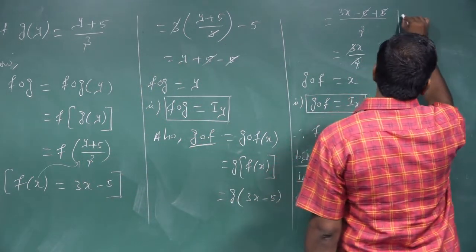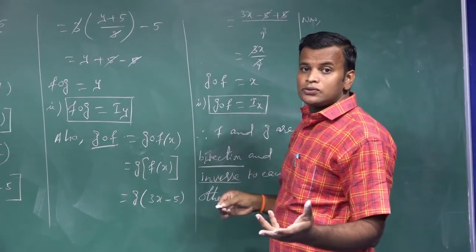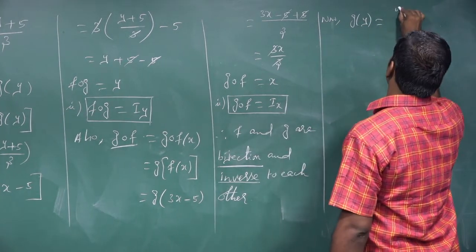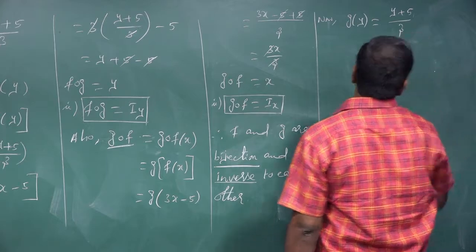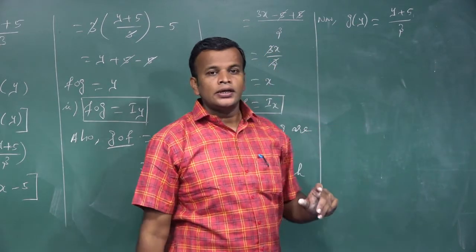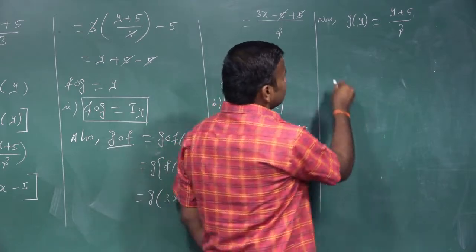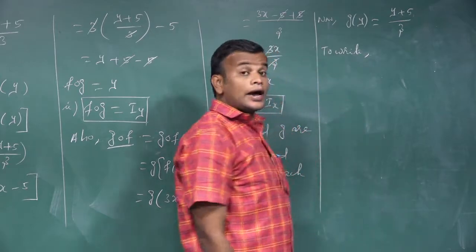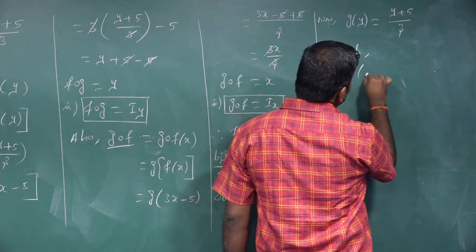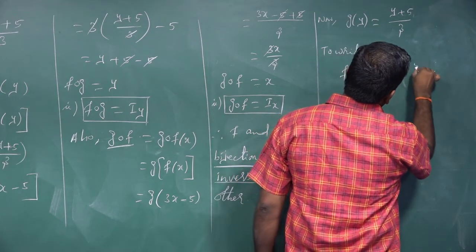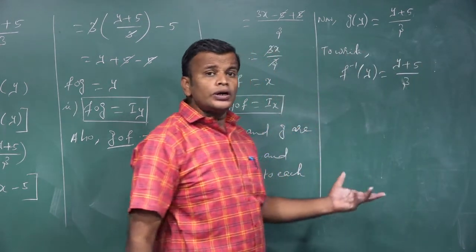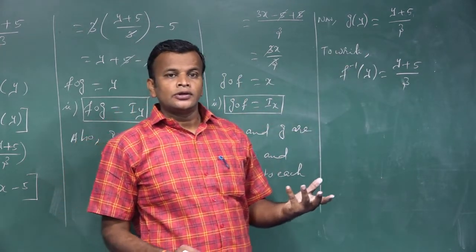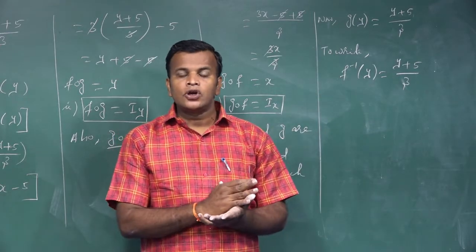Now, our question is to find the inverse also. So now g of y. What is the value of g of y? It is (y plus 5) by 3. Now I say this g of y is the inverse of f. To write this g of y as f inverse of y also, (y plus 5) by 3. How to write g of y as f inverse of y? We say these two are inverse to each other. So g of y is also inverse of f. So how to write inverse of f?